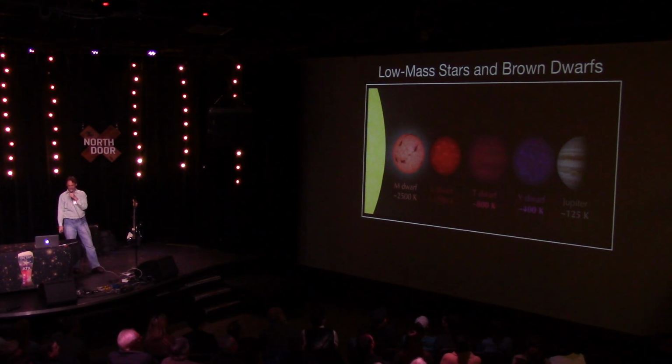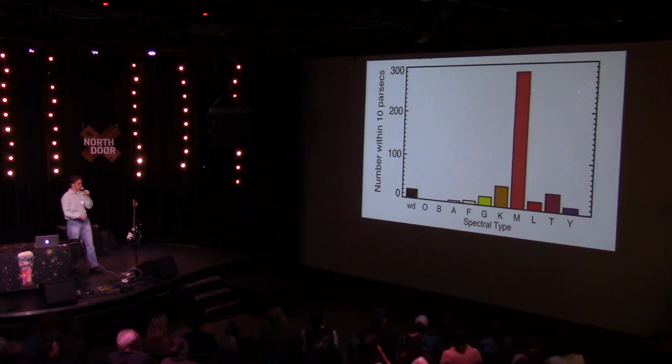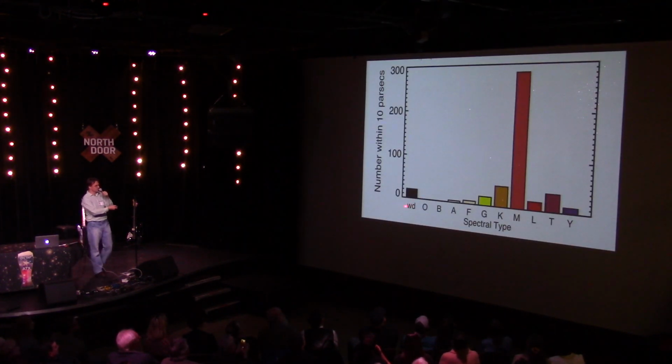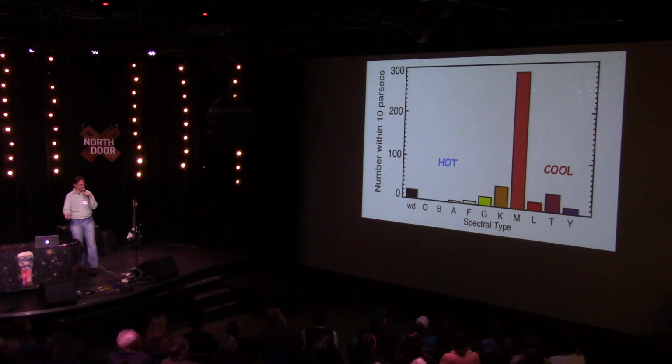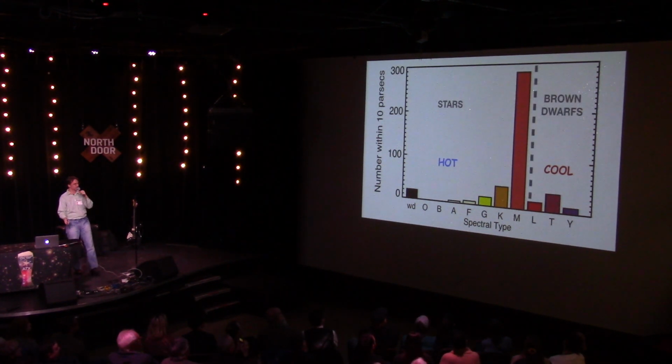So how many of these are there? I'm going to show you now the census, and this is as of yesterday, of stars in that 10 parsec sphere in our neighborhood. And this is what it looks like. So we've got some white dwarfs, and then we have no really hot stars at all, and a few of the cooler stars, and suddenly a whole ton of M dwarfs. So reminder, hot stars, there's none of them. Cool stars and brown dwarfs are over on the right, and here's the line dividing them.